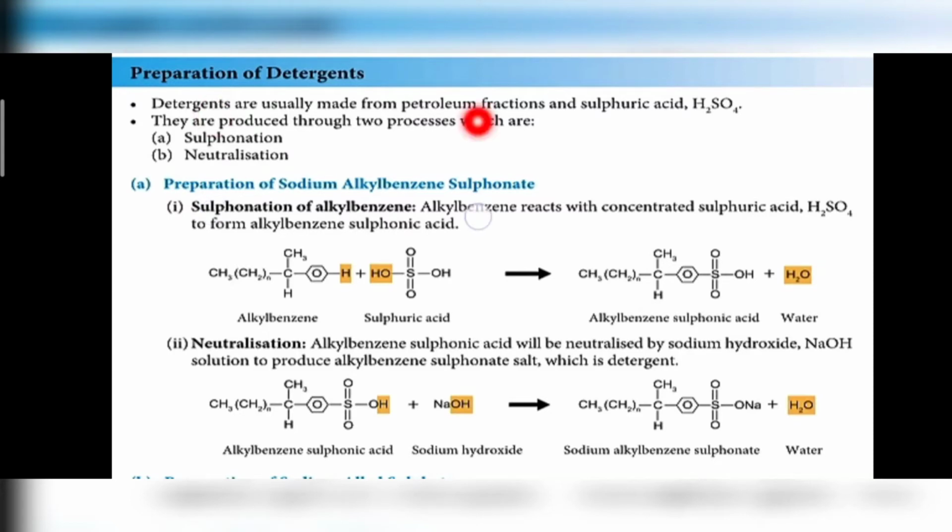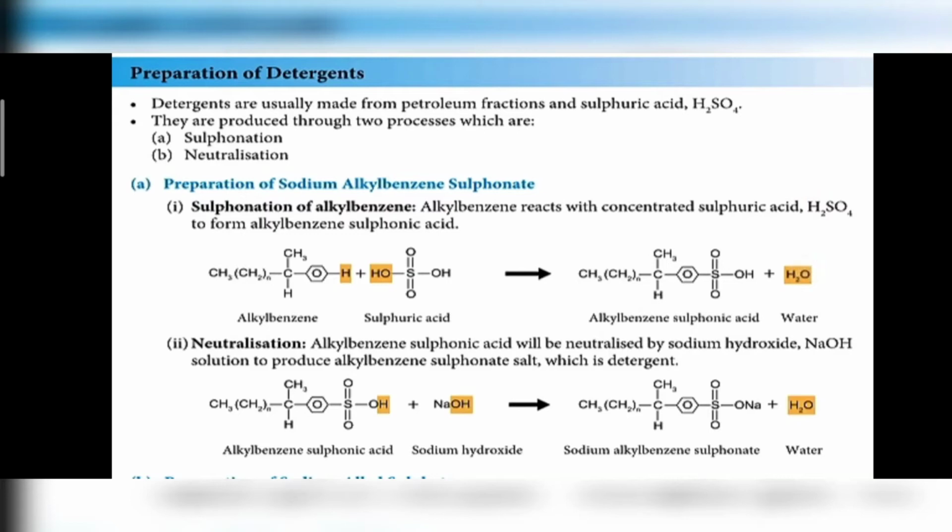So alkyl benzene will react with concentrated sulfuric acid, H2SO4. This is alkyl benzene. This is sulfuric acid, concentrated sulfuric acid. So dia akan produce alkyl benzene sulfonic acid di sini. And the H plus and the OH minus, they combine together to form water molecule. The molecule is released here.